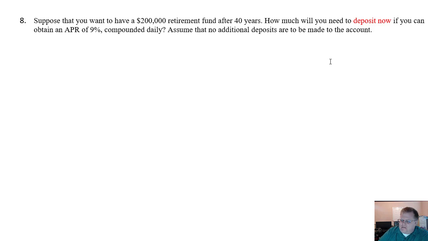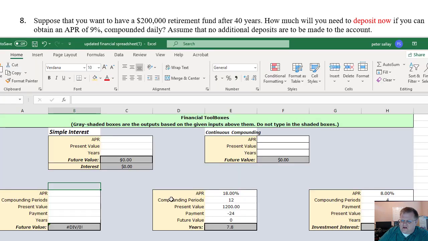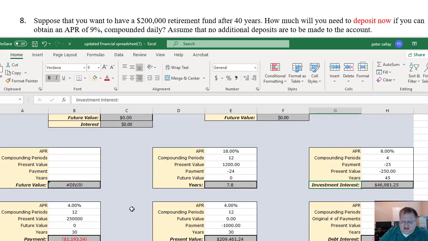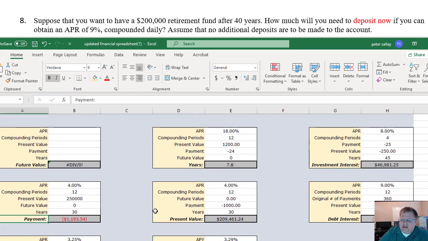So I'm being asked to deposit now. Let's look at our chart here. It didn't say the word simple, didn't say the word compounding, so no sense at all to even look at those boxes. This was something in the future. This was time, wasn't asked about that. Interest, wasn't asked that. Payment means each month, and present value means a big amount of money now. So this is a present value question.